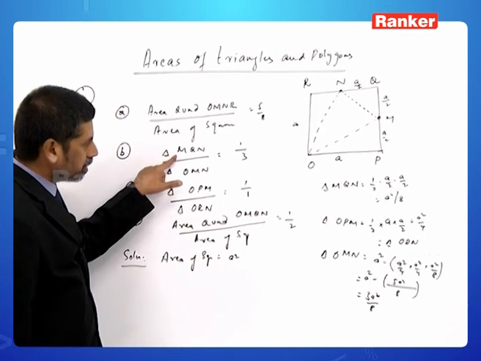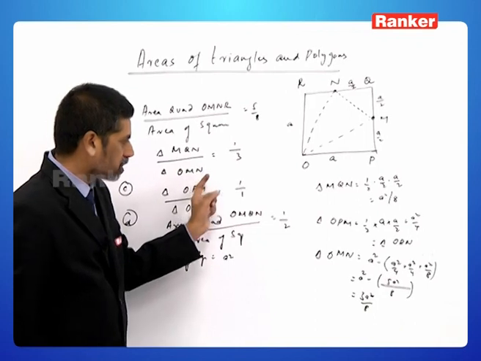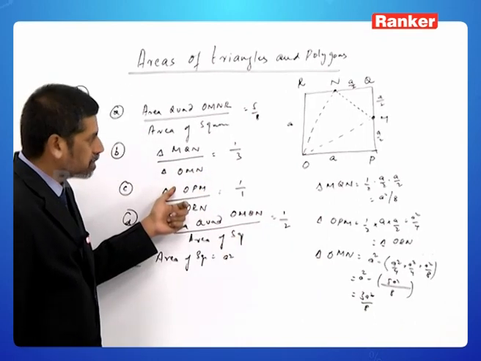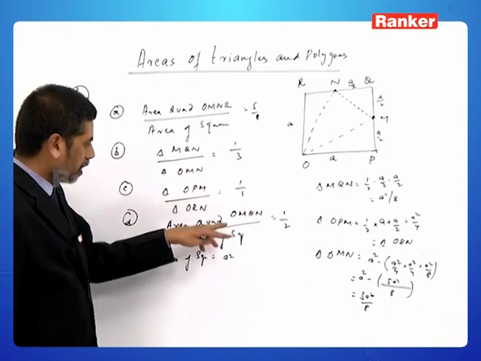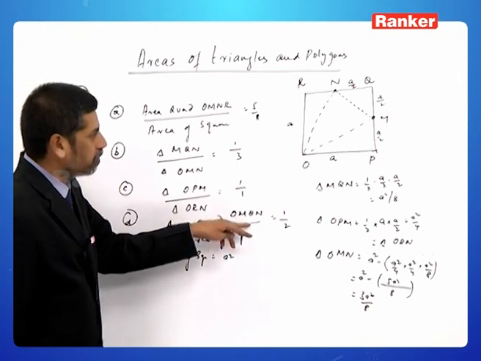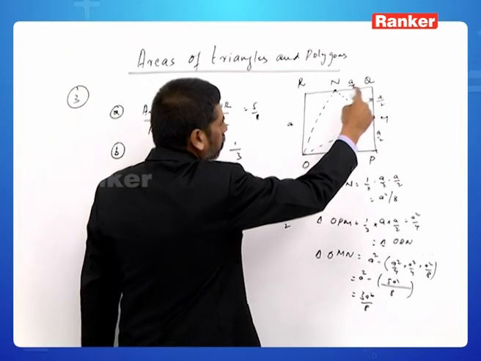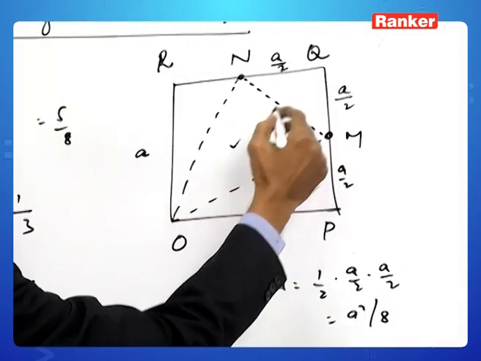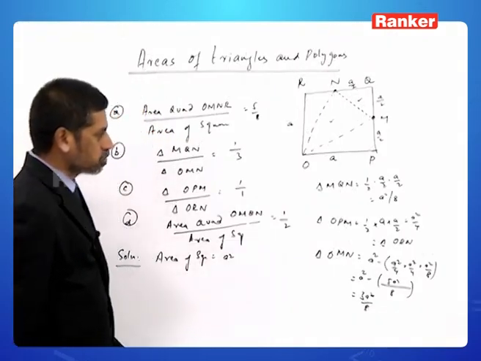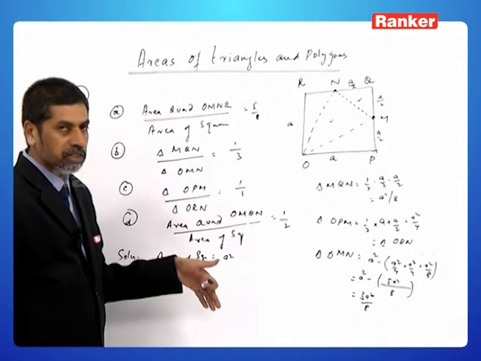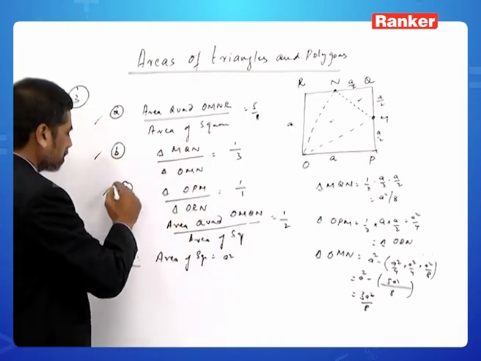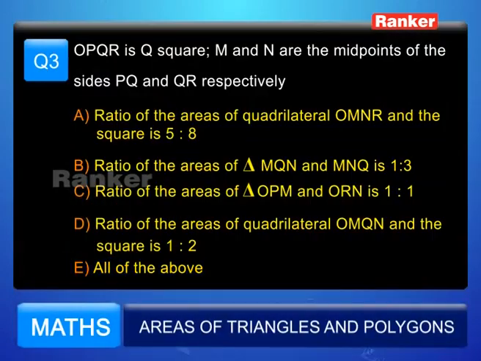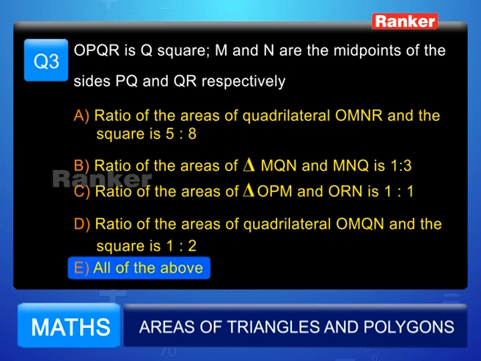We want MQN, MQN is there, OMN is there, OPM is there, right, and ORN is there. So everything is available. And area of quadrilateral OMQN. Now where is OMQN? OMQN is this one. So that is nothing but this area plus that area. So just add those two areas and then slowly start taking the ratios. You will find that all the statements are true. A is correct, B is correct, C is correct, and D is correct. So do the basic calculations and then keep on substituting. So all options are correct for this problem.